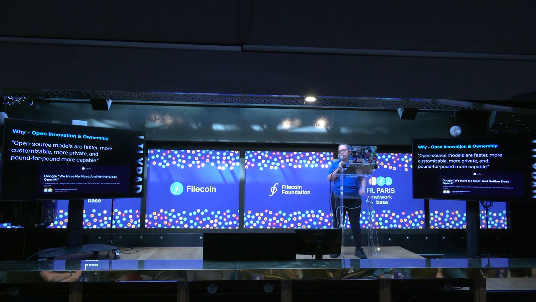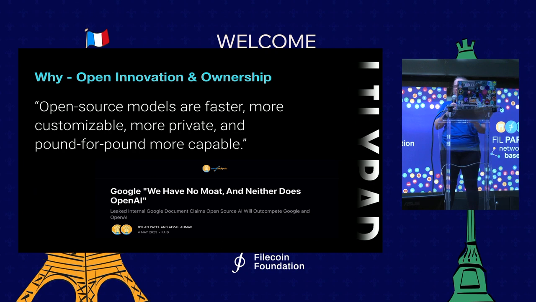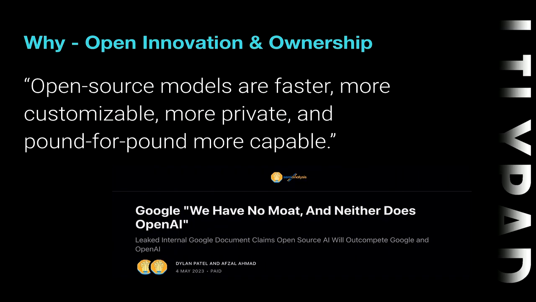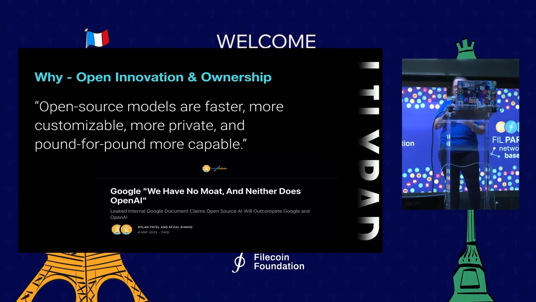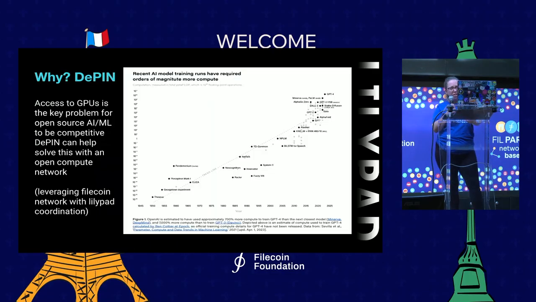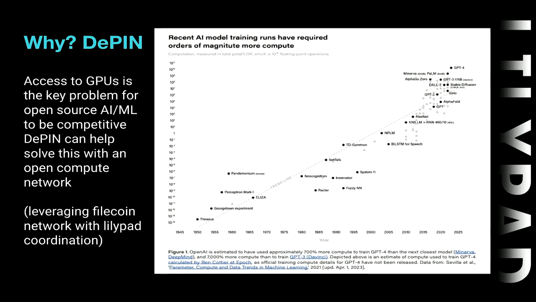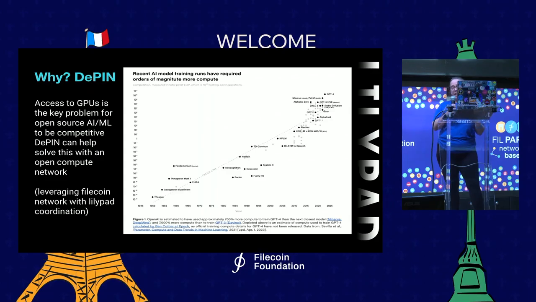What's also interesting to me is that according to this leaked Google article, it's also clear that open source AI and ML is already outcompeting the centralized versions because they are able to define use cases and fine tune more easily on less data. So they're also able to target where this common good lies better. One of the issues though for open source AI is access to GPUs. This is a key problem for open source AI and ML to be competitive. And DePIN, decentralized physical infrastructure networks, like Filecoin, can really help solve this.